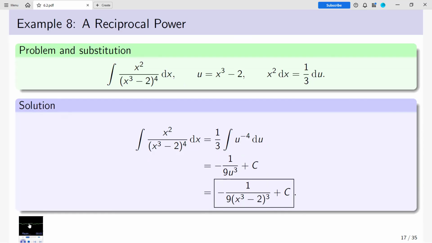We rewrite the denominator as a negative power and choose its inside expression as u. The derivative matches after a factor of 1/3. Negative exponents are not bad attitudes. The power rule still works like a charm.